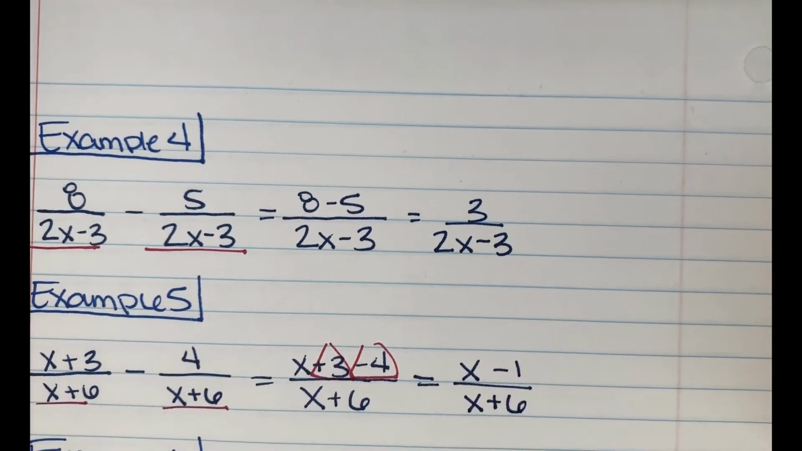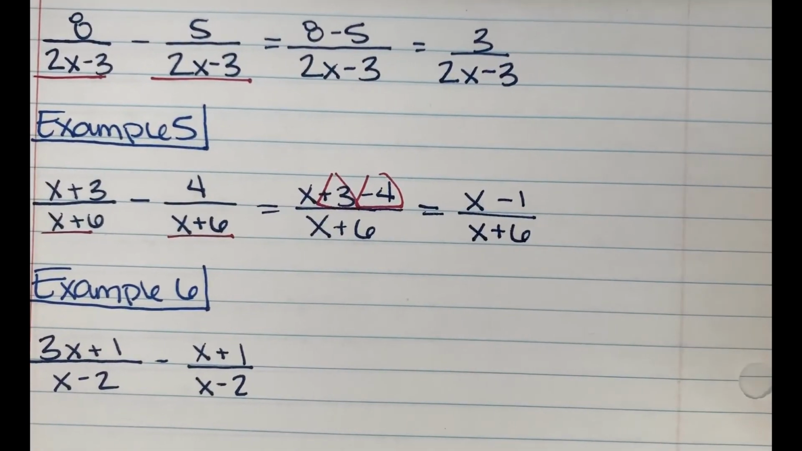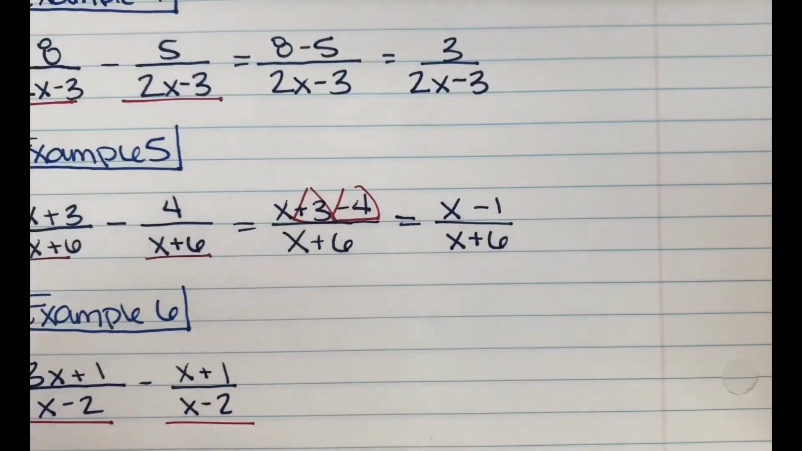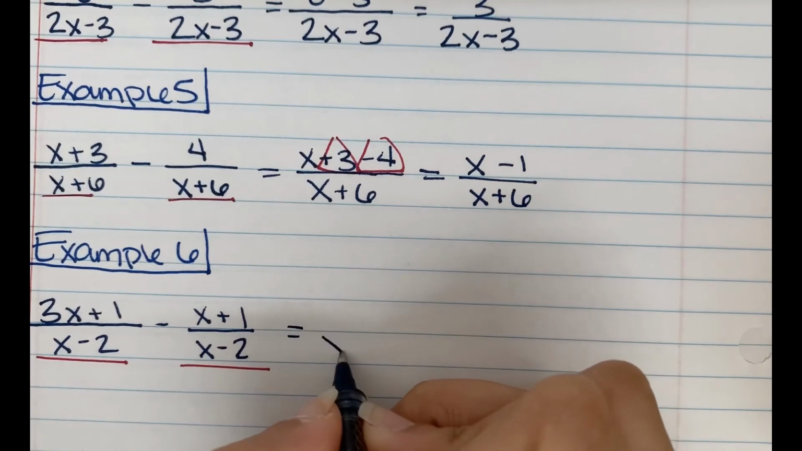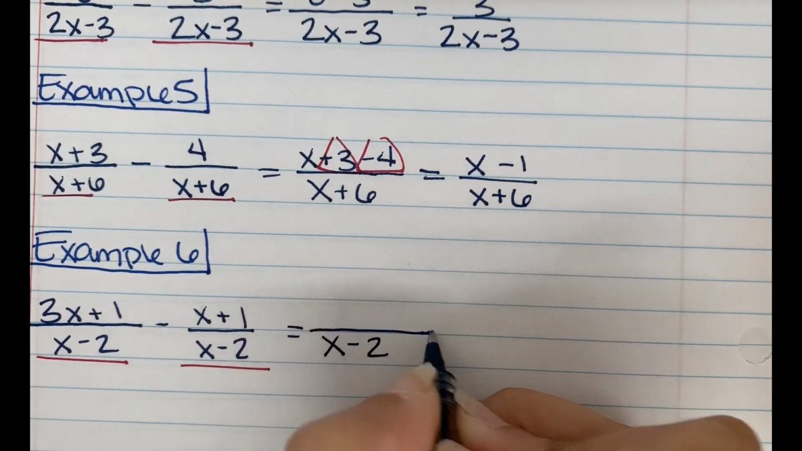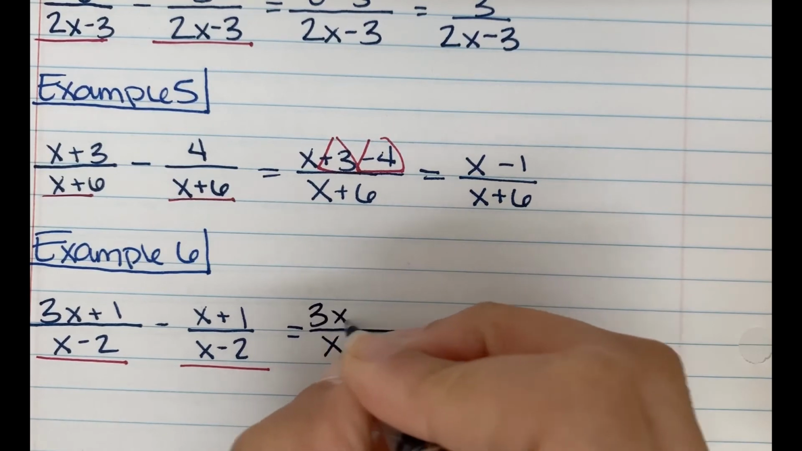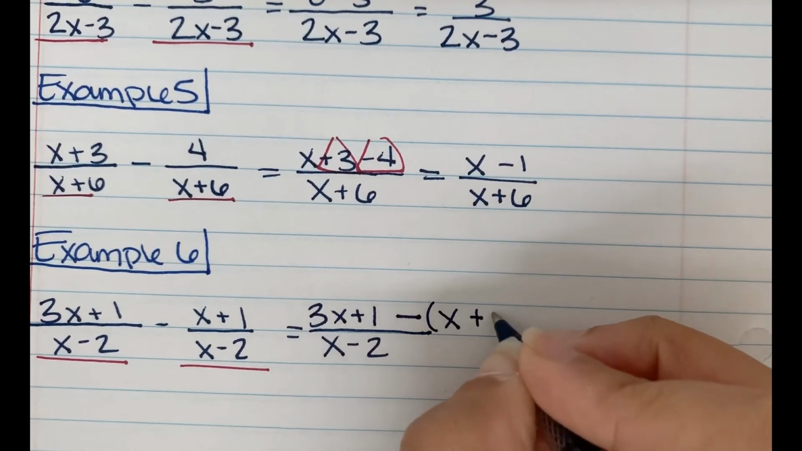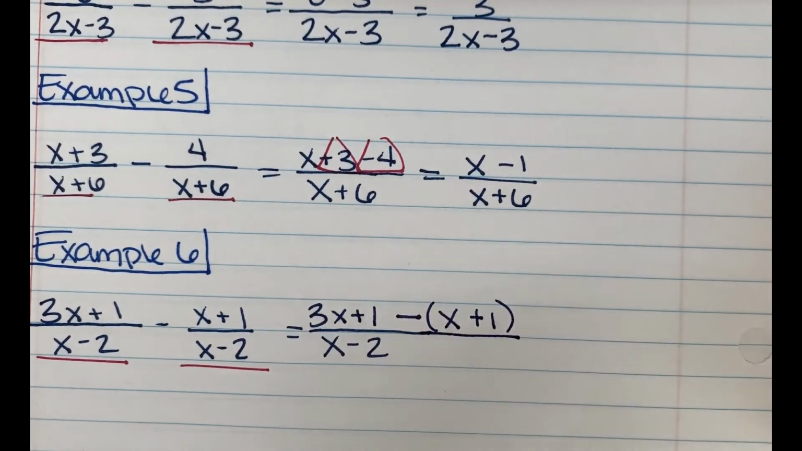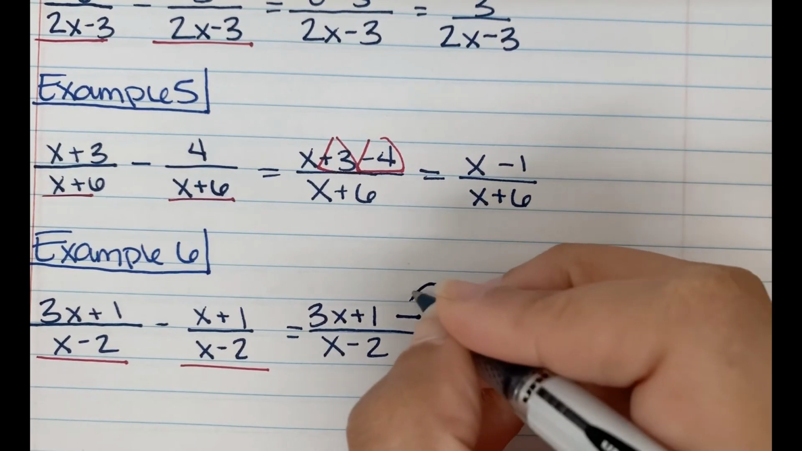Our last example of the day is 3x plus 1 over x minus 2 minus x plus 1 over x minus 2. Again, denominators are the same. So in our answer, our denominator will be the same. In our numerator, we'll have 3x plus 1 minus, we're subtracting this whole thing. That means you're going to have to distribute your negative sign.